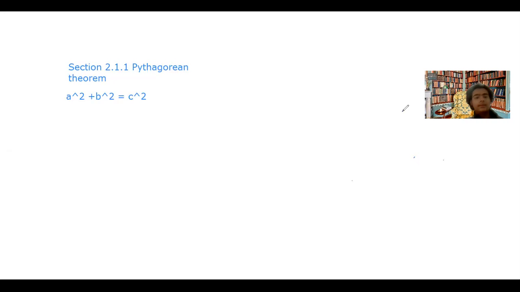Hi guys. So today we're gonna learn about right triangles and, I would say, the most important thing in math, Pythagoras theorem. So before starting anything, I just want you to remember this formula. A squared plus B squared is equal to C squared.